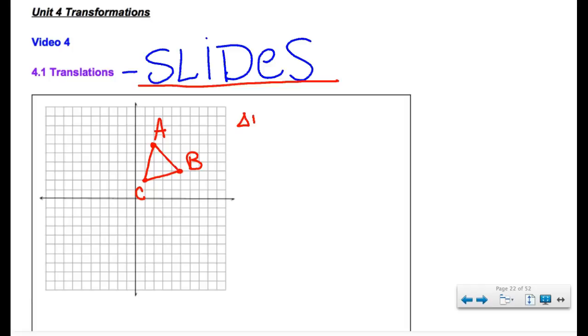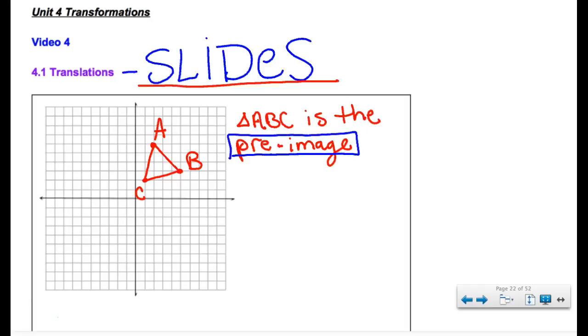We say that triangle ABC is called the pre-image. It hasn't been messed with yet. So we call it the pre-image, and the way you can tell that it's the pre-image is it's just labeled with a plain A, a plain B, and a plain C. And then what we're going to do with our translations is we're going to slide it. All right, so suppose we have to slide it all uniformly.